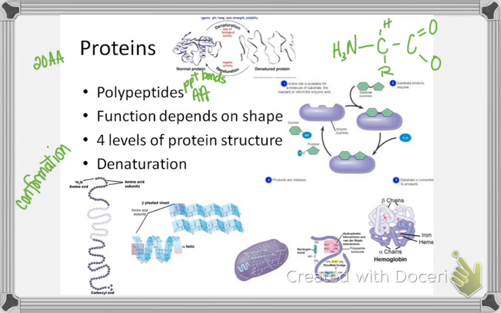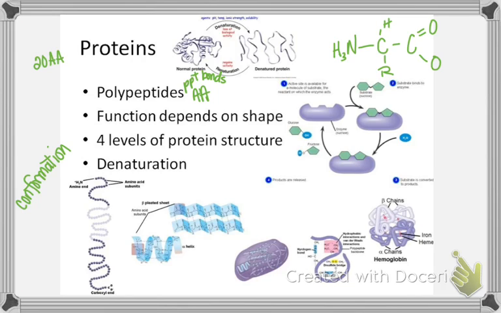Some amino acids are polar, some are non-polar. If they're polar, they can be charged or uncharged. So polar is just going to mean hydrophilic, and then acidic or basic. They are linked by peptide bonds, which are covalent bonds formed by condensation reactions, and they link the carboxyl group of one amino acid to the amino group of another amino acid.